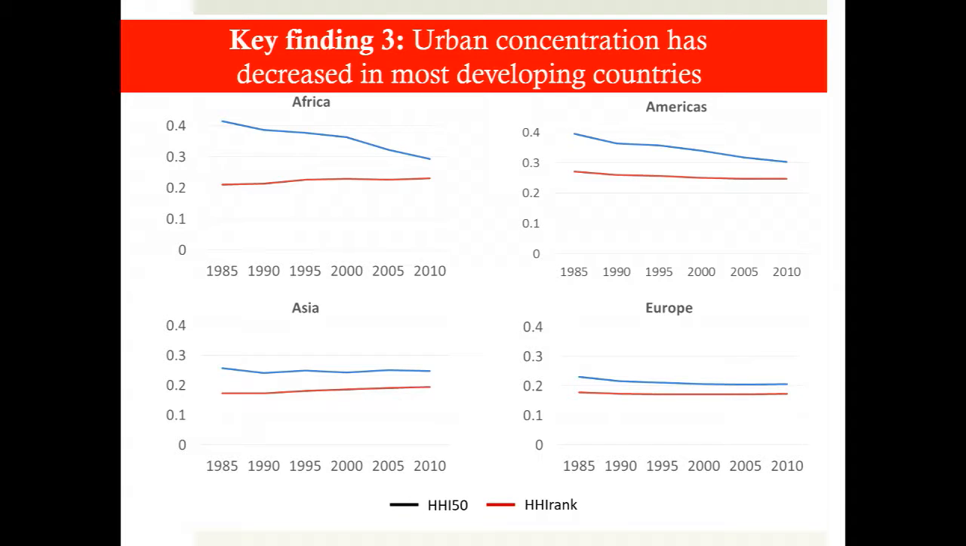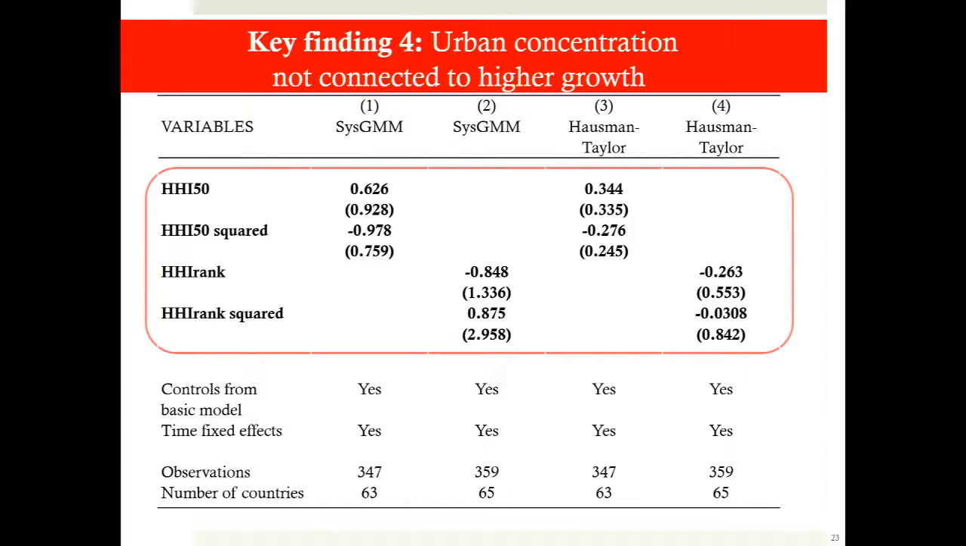in contrast to expectations and to what has been very often proposed in terms of policy developments in recent years. In Africa and in the Americas, urban concentration has declined. It means that in terms of population, since the 1960s, very often population growth is faster in smaller and medium-sized cities than in the largest cities. And this might not be that bad, because when you take a look at the link between urban concentration and economic growth, again, we find no connection.